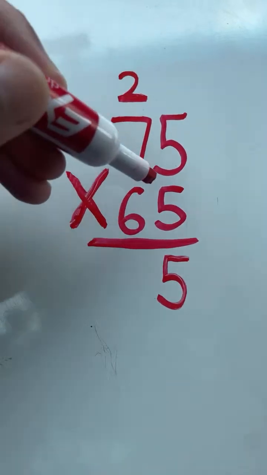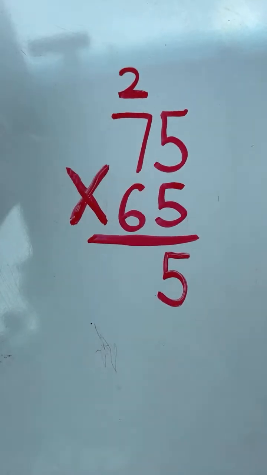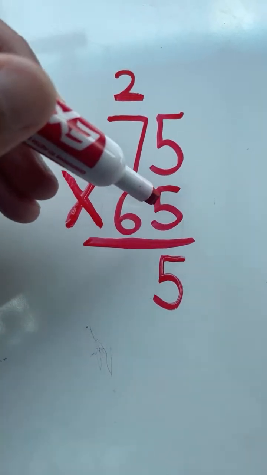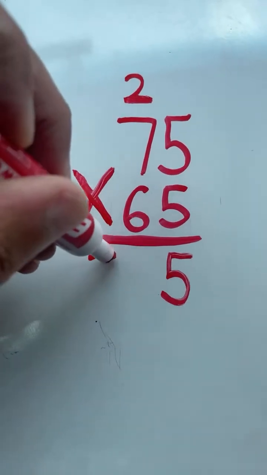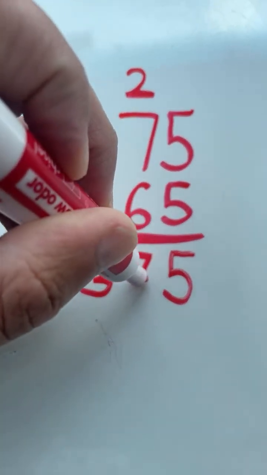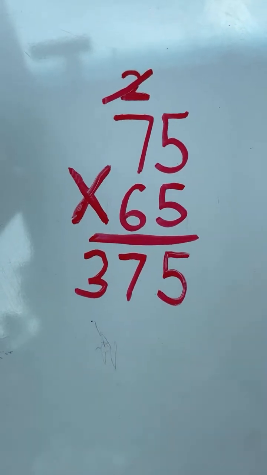Next, we have to multiply 7 times 5, and the 2 that we carried over, we have to add that to our answer. So 7 times 5 equals 35. 35 plus 2 equals 37. So far we have multiplied 75 times 5.